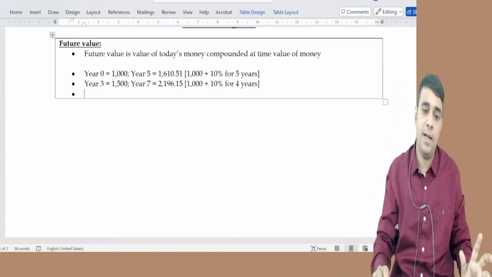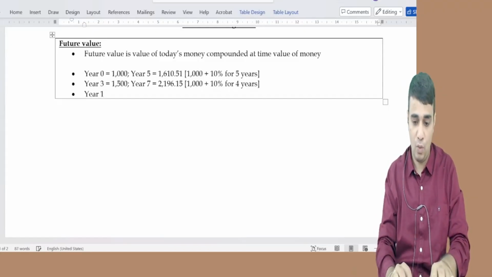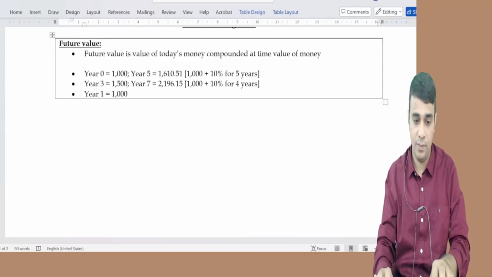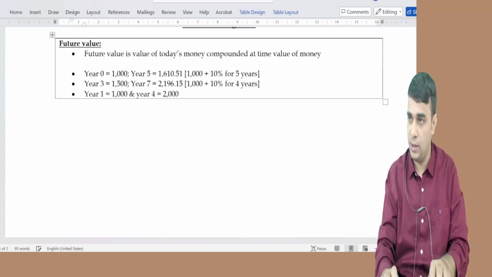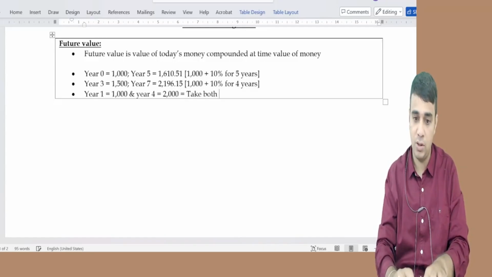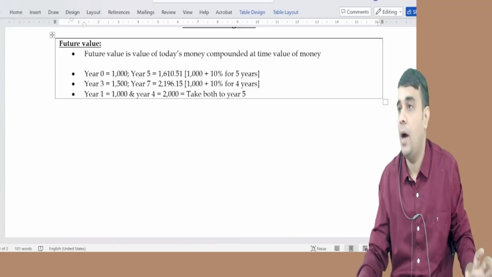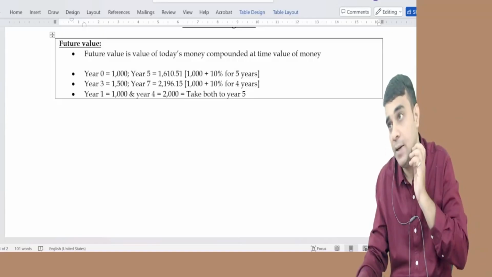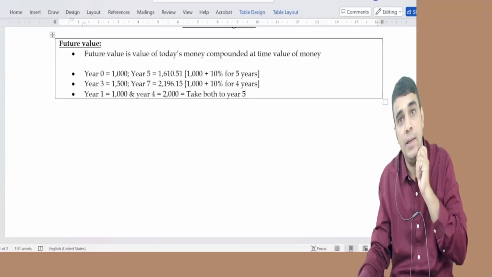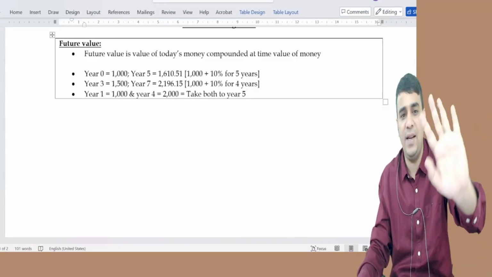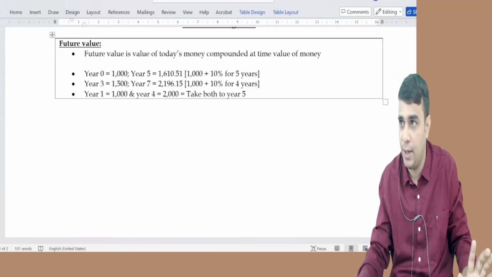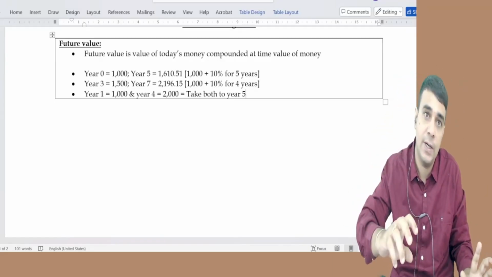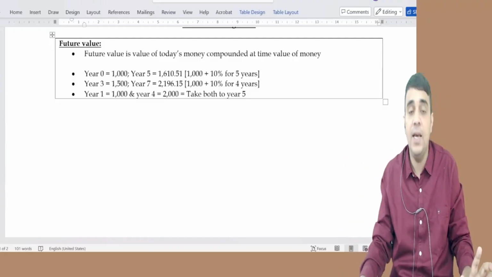Clear? Sometimes, let's assume year 1 is 1000 and year 4 is 2000. Take both to year 5. I want to take both of these to which period? Year 5. Our rate of interest for the entire discussion is 10% only. I'm not changing the rate, okay? I want to take both of these to which year? Year 5. Year 1, what is the value?